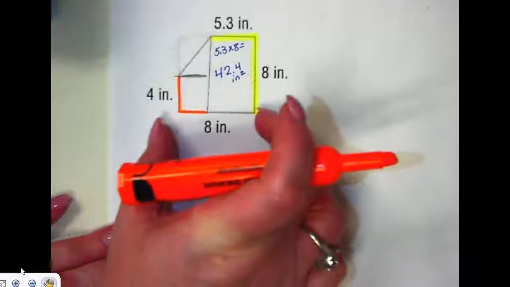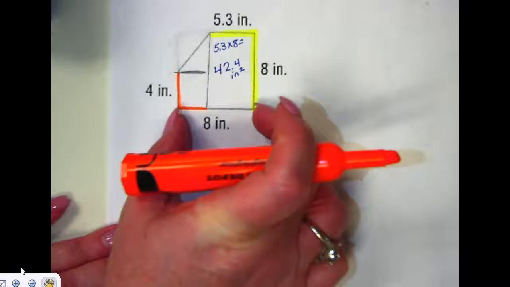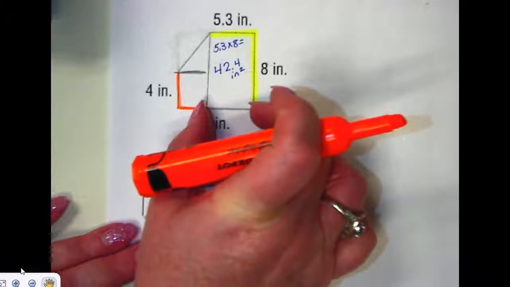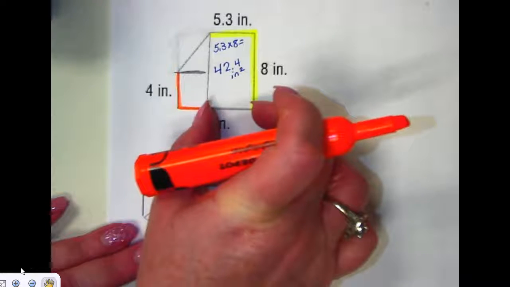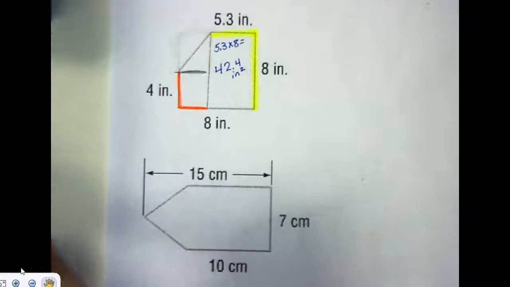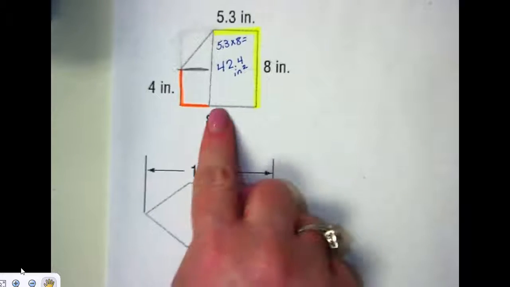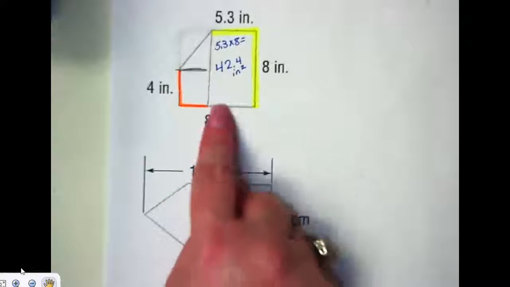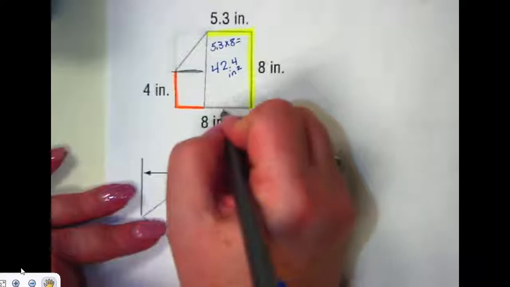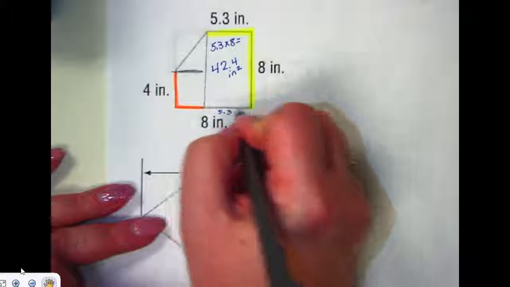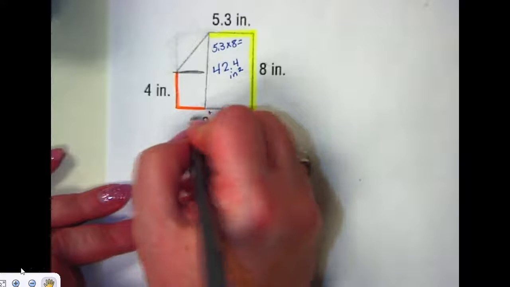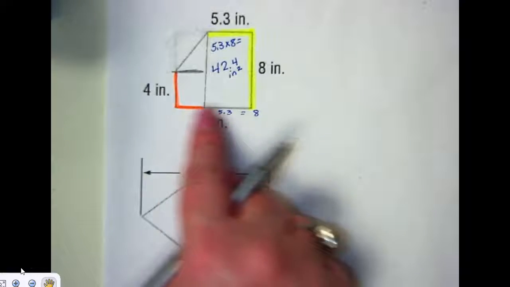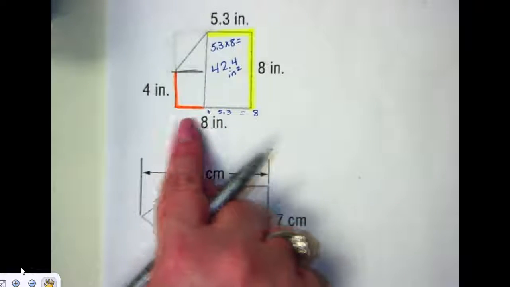This whole thing is 8. What is this part right here? Let's look up here. So this length right here is 5.3. So plus whatever this is has to equal 8. So what is this length right here going to be?